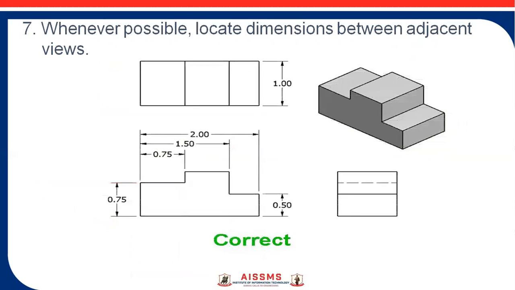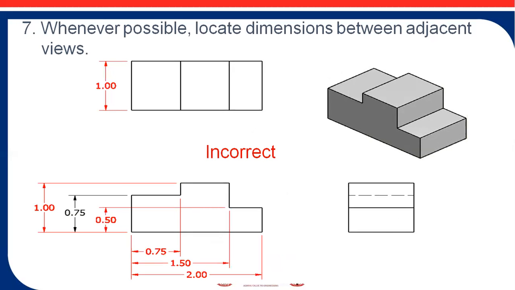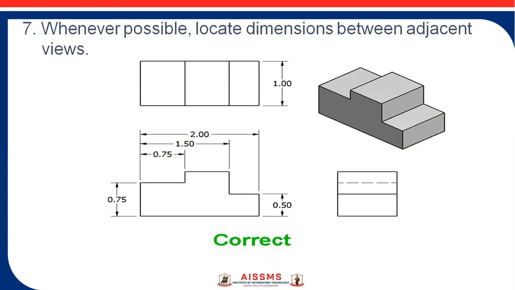The correct way of dimensioning is this. We should show the dimensions with respect to the surfaces or the corners, that is, the location dimensions. So we can see the difference between the incorrect way of dimensioning and the correct way of dimensioning. In the correct way of dimensioning, we find the dimensions are easily readable and understandable.